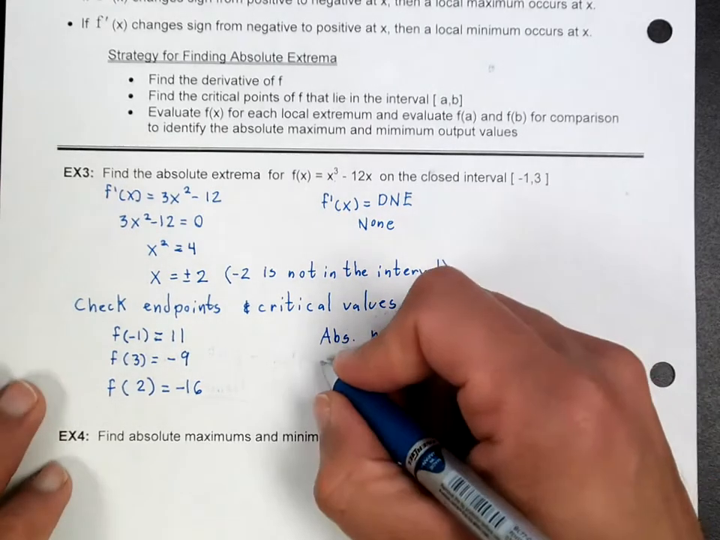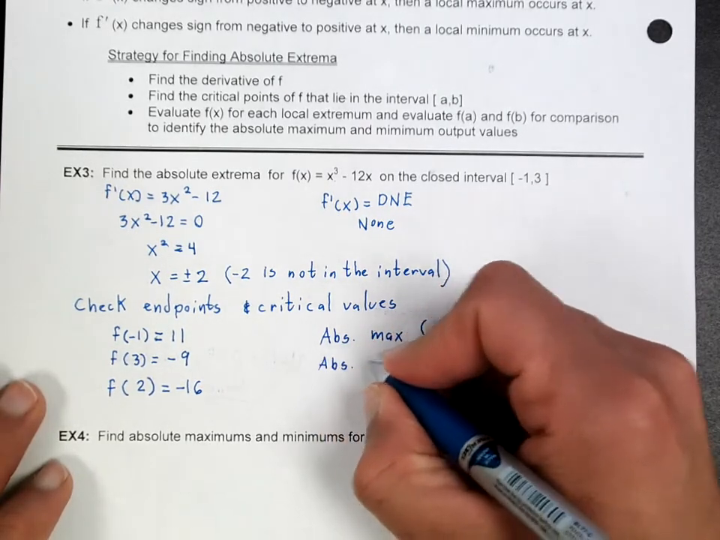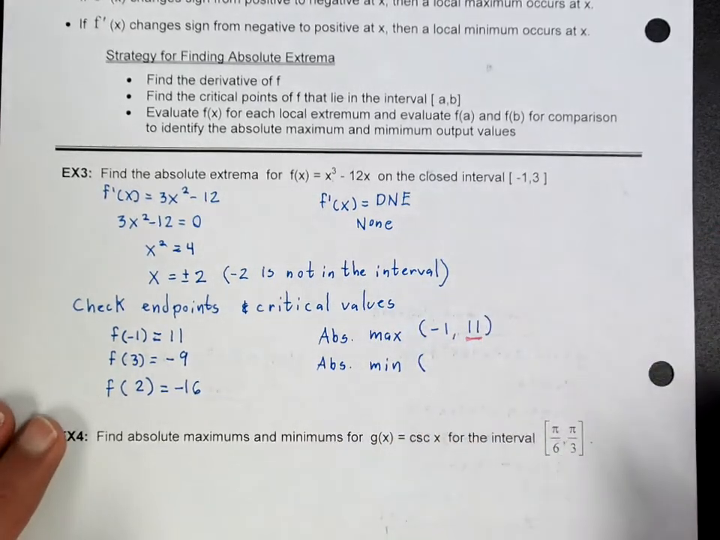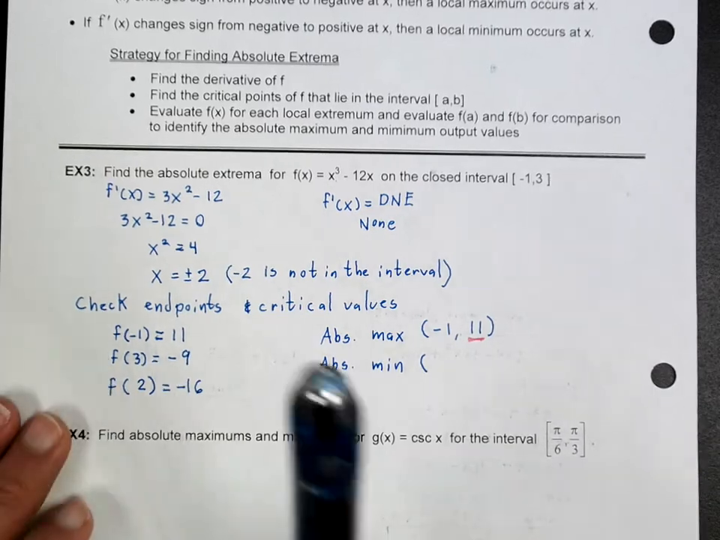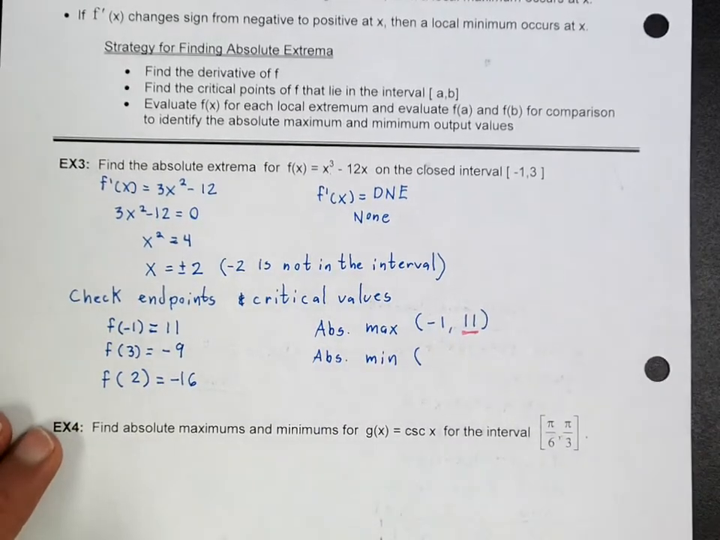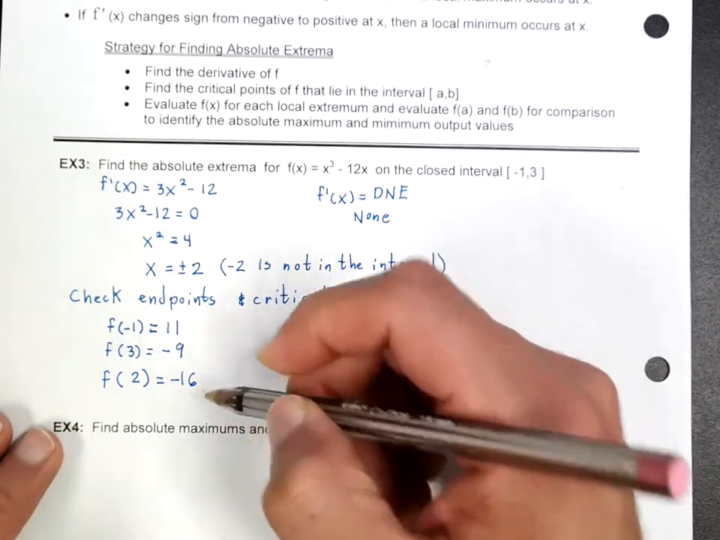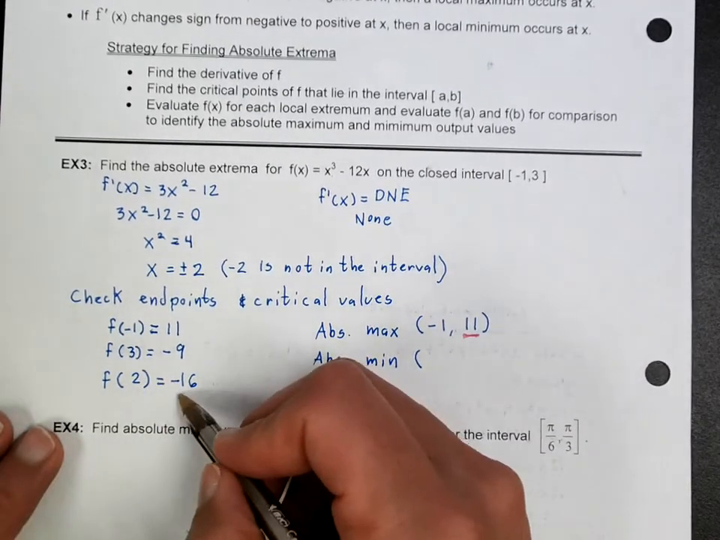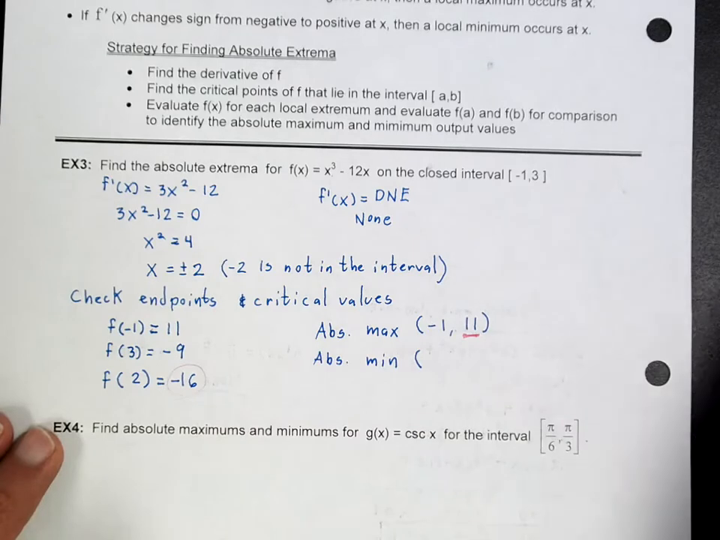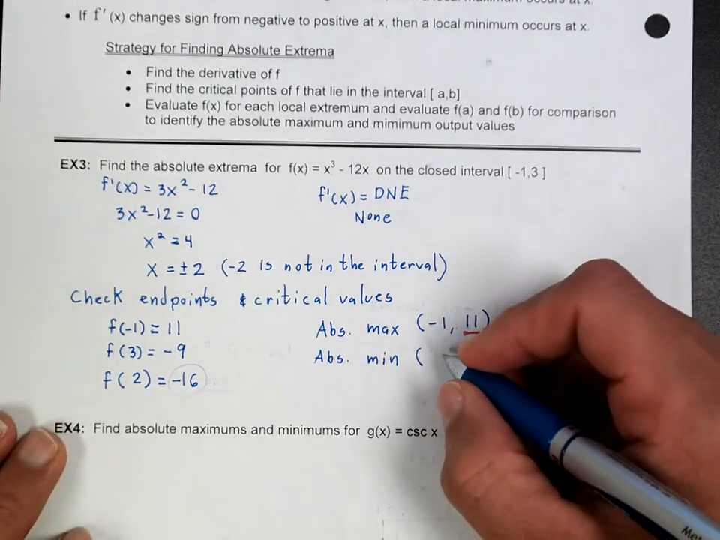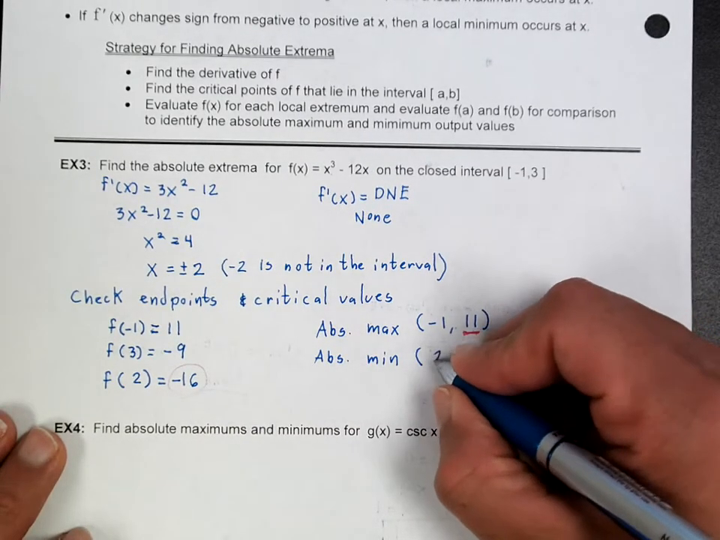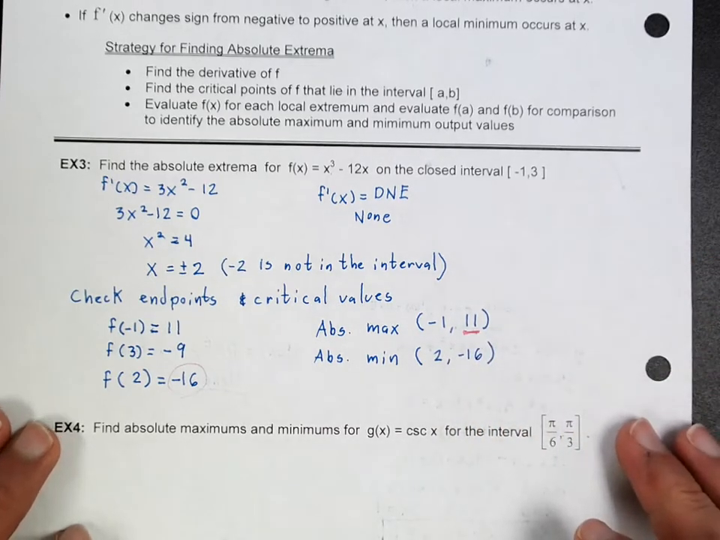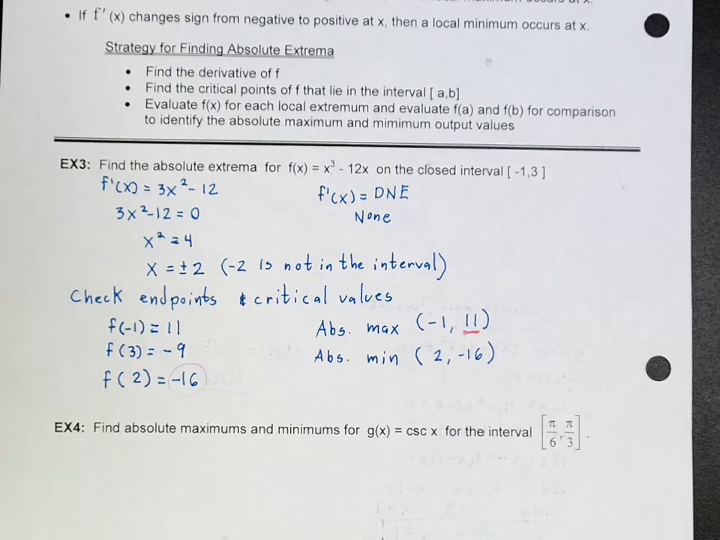All right. Now similarly, my absolute minimum is going to be located at my smallest y value. If you look at all these 3 points, which one has the smallest y value? The smallest y value happens to be this number. So my absolute minimum is going to be located at 2, negative 16. Okay, so that's what that's going to look like.